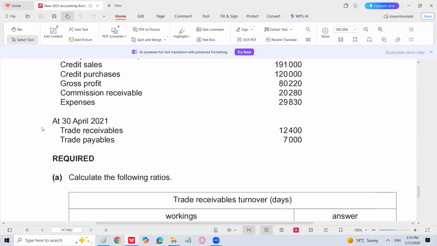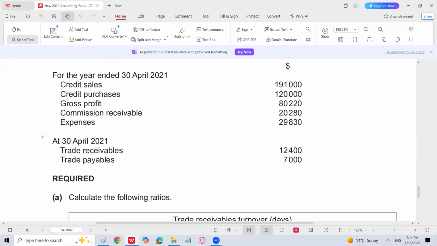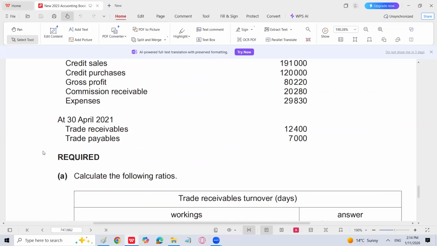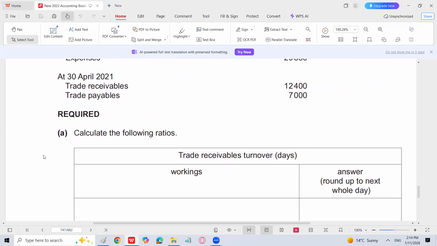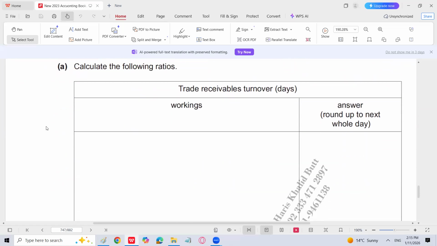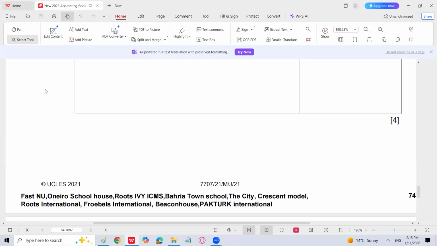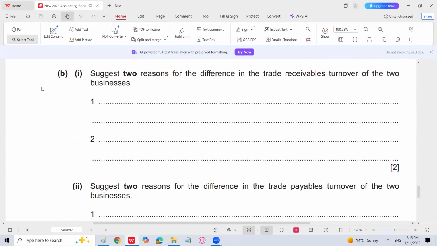Let me see. 12,400, and credit sales are 191,000. Yeah, credit sales are lower, simply.